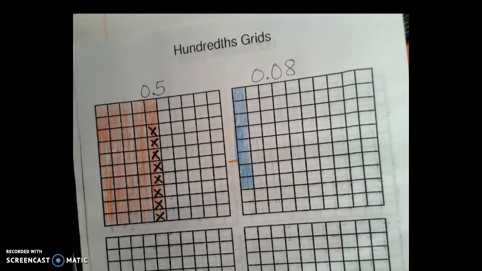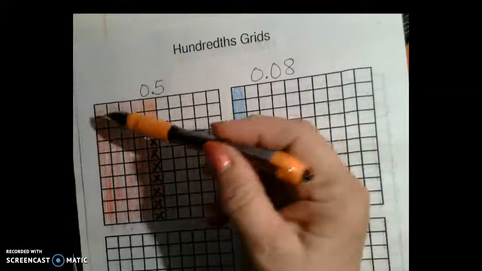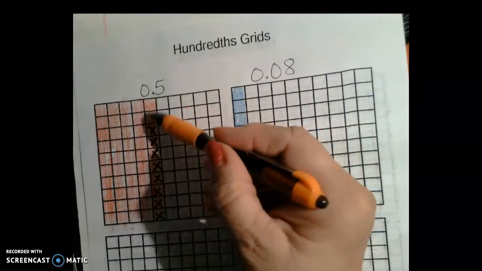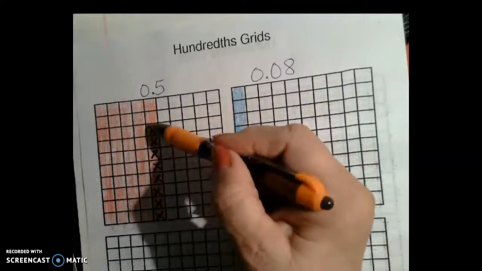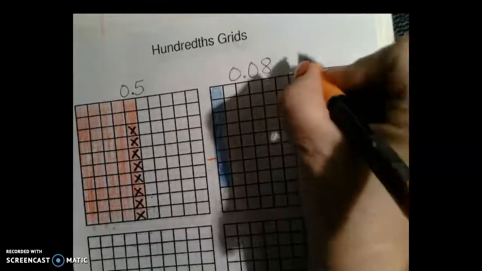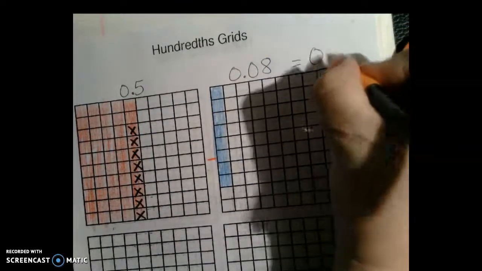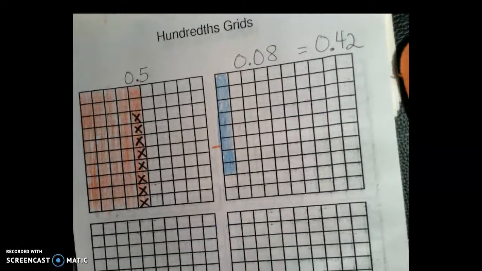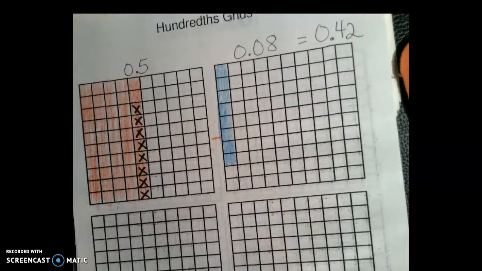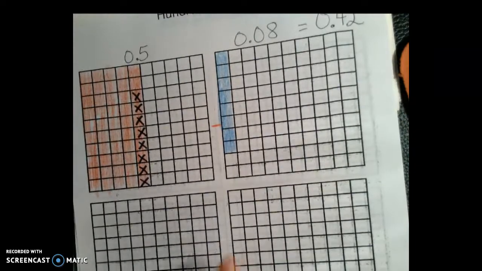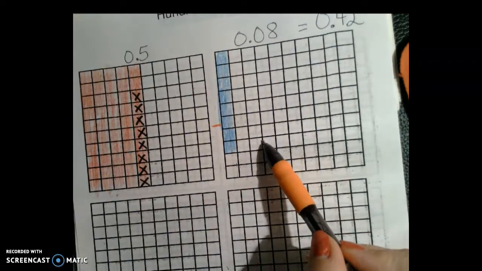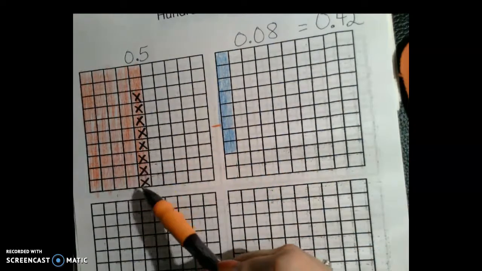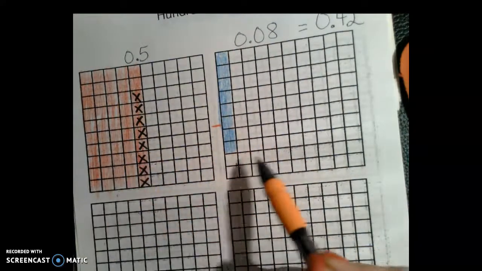Now, I'm going to look and see what I have left here. I have 1, 2, 3, 4 tenths and 2 hundredths. So I have 42 hundredths left, and the answer to this problem would be 42 hundredths. And that's how you would need to think about doing a representation. You can take the second hundredths grid, and what you're doing is you're removing that from your first number, so you can just exit off and see what's left.